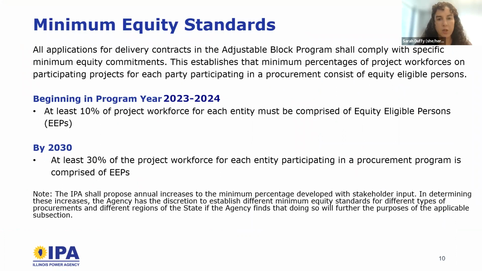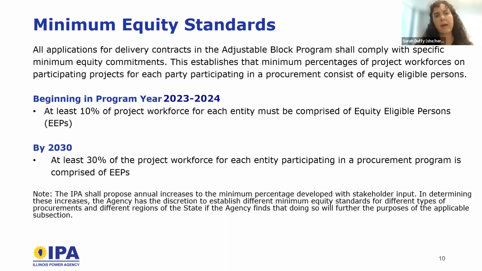So the minimum equity standards, as Sharon mentioned, apply to all of the projects that are accepted or approved in the adjustable block program. All approved vendors that expect to submit an application for a project in that upcoming year must plan to comply with this standard. For the program year, the minimum equity standard will be 10%. So the standard is a percentage of the project workforce that must be comprised of equity eligible persons. And I will get to the definition of an equity eligible person in future slides. So we start with the statutorily required minimum of 10%, but we are required to gradually increase that minimum percentage to 30% by 2030. So future long-term plans will set out the actual progression of that minimum standard between 2024 and 2030.